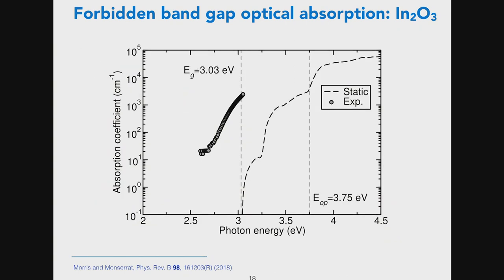So if we do the calculation of the absorption coefficient of this material at the static lattice level, we get these dashed black lines, and that's the experimental result. And so a few things here.